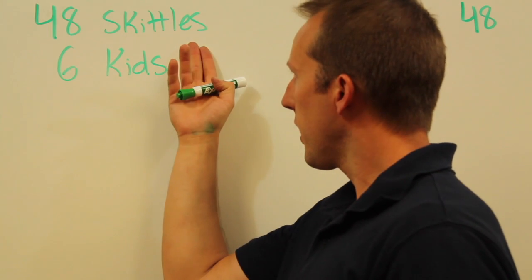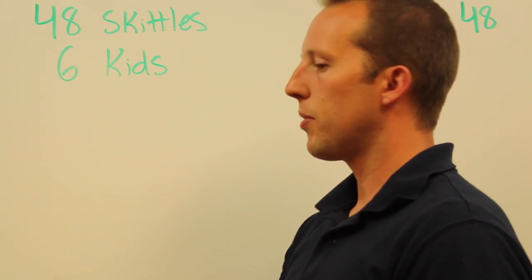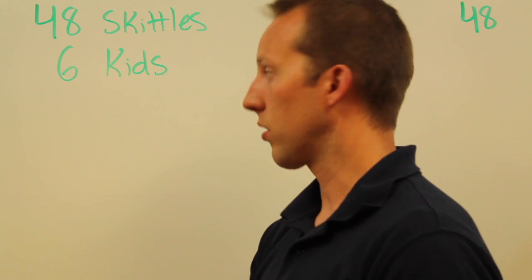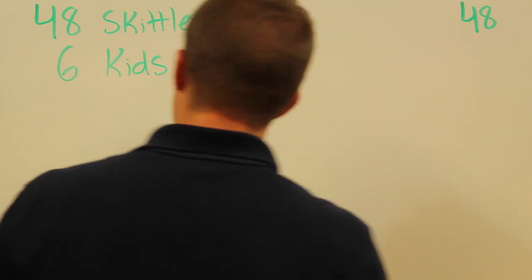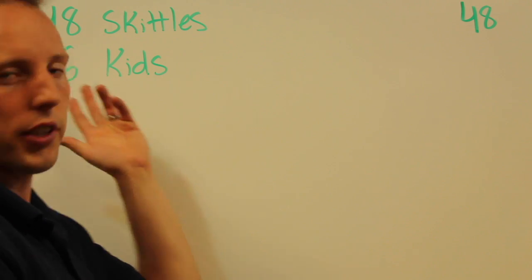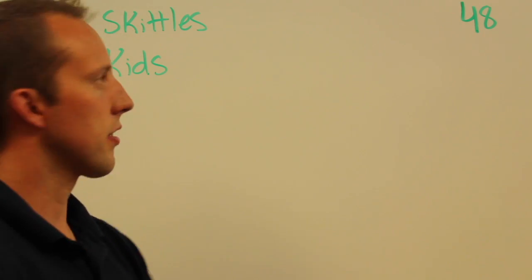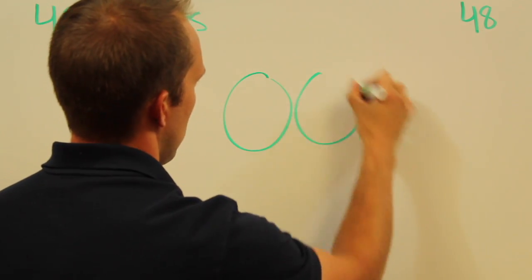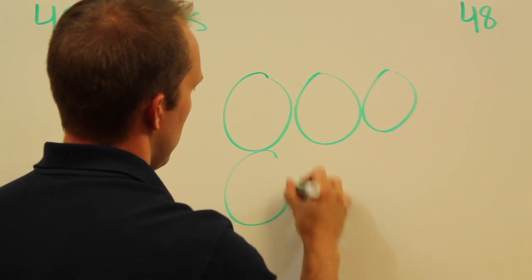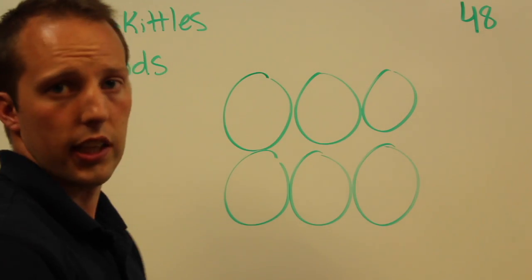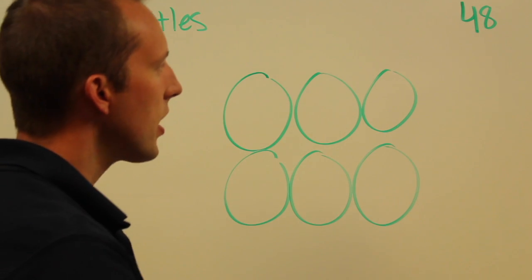Alright, so we've got 48 Skittles, and it's going to be distributed between her and her 5 friends. That means you've actually got 6 kids that are going to end up with Skittles here. So the reason this first one is called sharing out is because you're basically going to share the 48 Skittles evenly between the 6 kids. So I'm going to go ahead and start by drawing 6 circles, each one representing one of the kids and how many Skittles they're going to get.